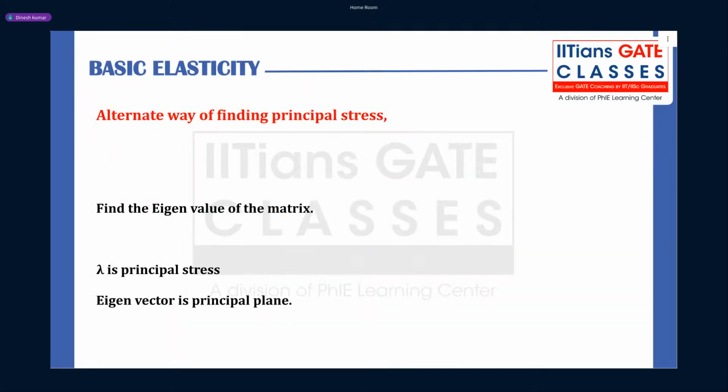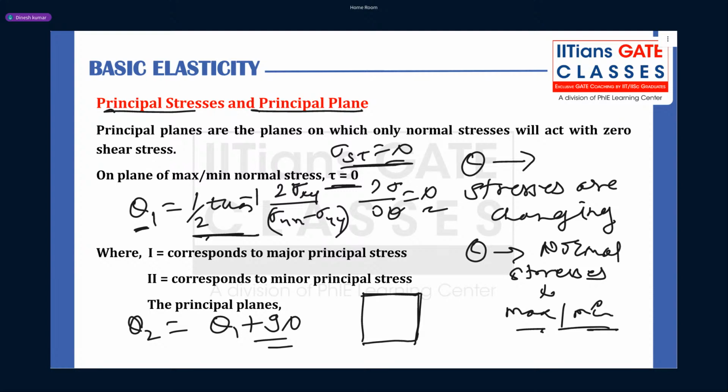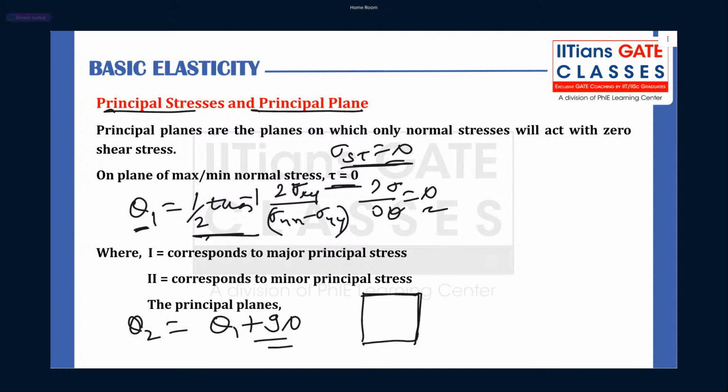If you write your principal stresses, once you know the principal plane, how do you write the principal stress formula, sigma 1, sigma 2? Does anybody know the principal stress formula? I am not deriving today, I am just telling. Does anybody know it? Yes or no? No, sir. Okay, no problem.